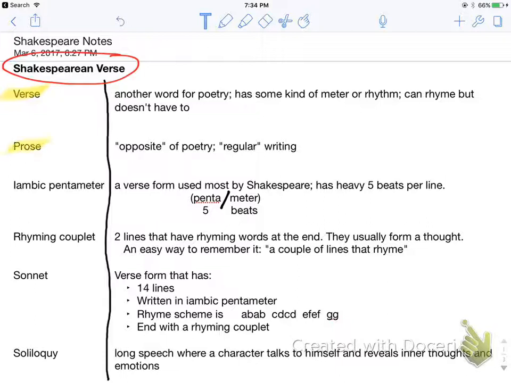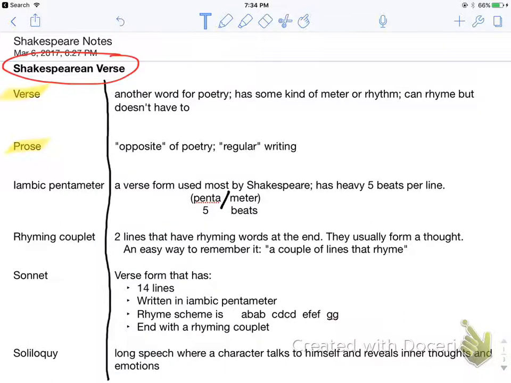The next term is prose. And prose is very simply the opposite of poetry. That's just regular writing. If you read an article, the newspaper, a book, all of that is prose. They're not trying to put any kind of meter or rhythm in there. They won't use a lot of rhyme. And Shakespeare would also use prose to show a social class of a person, but prose was usually for people who were lower class. Their speaking wasn't as elevated, it wasn't as fancy, so he just used prose, regular writing, to show you that this was a regular kind of person.